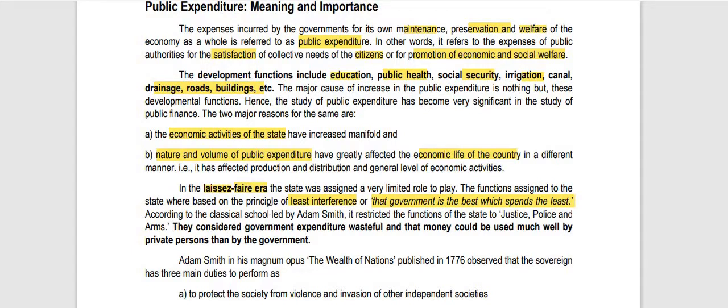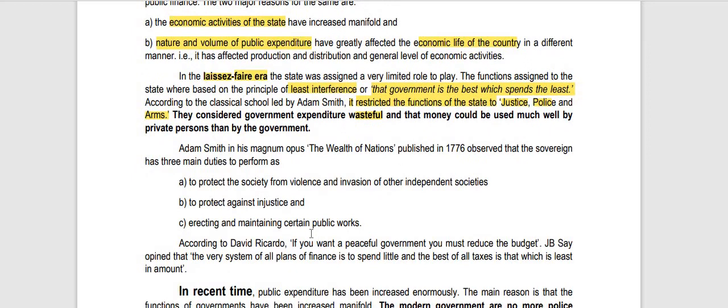So according to the classical school led by Adam Smith, it restricted the functions of the state to justice, police and arms. They consider that if the government will expend money, it's wasteful, gasto-gasto ra daw, and that money could be used much better by private persons. So, according to Adam Smith in his book, The Wealth of Nations, published in 1776, the government has three main duties: to protect the society, to protect against injustice, and the erecting and maintenance of certain public works.